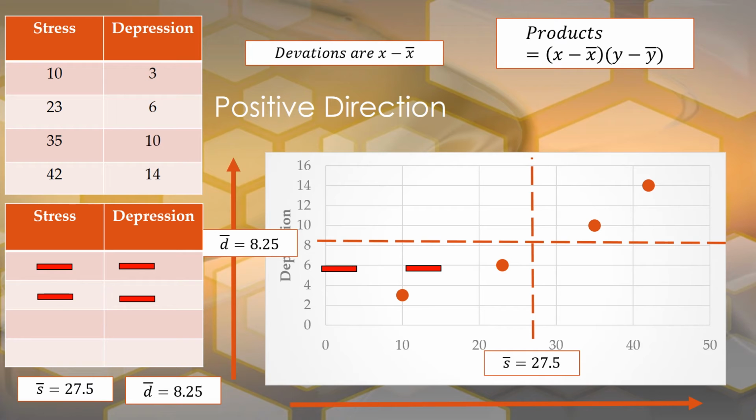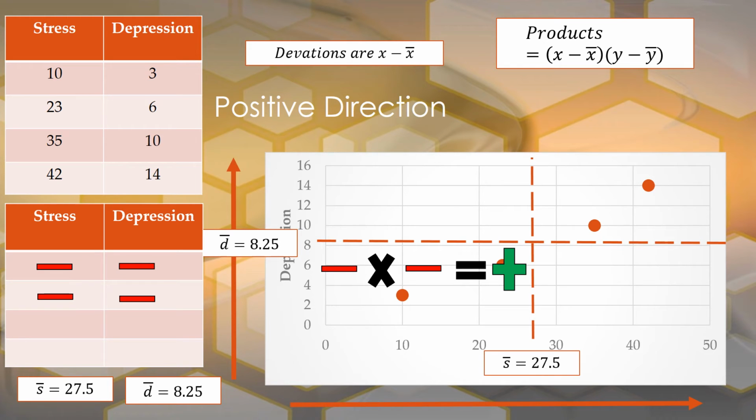Okay? Now what I'm going to do is get the products for those two dots. And they're both negative for both of them, so if you multiply them to get the products, a negative times a negative is a positive. So the products for those two dots are positive, and anytime it's in this bottom left quadrant, it's going to be a positive product because you're doing a negative deviation times a negative deviation because the dots are below both average lines.